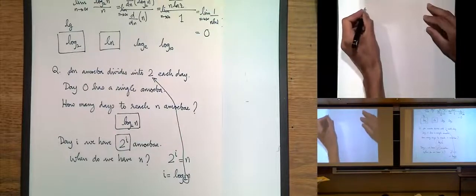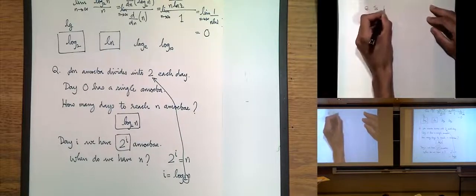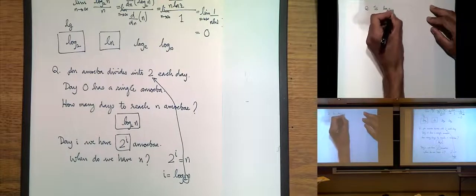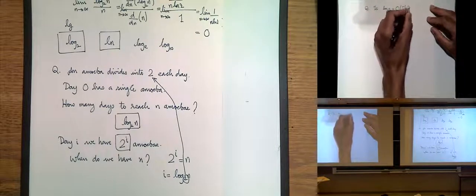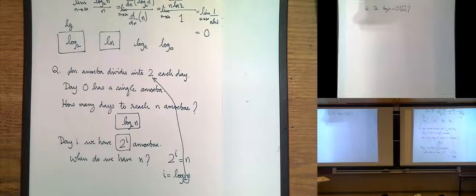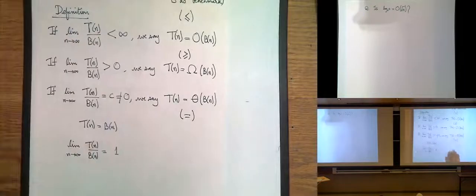Speaking of which, I have another question now. Is log base 2 of n O of square root n? Need I say this again? Compute the limit and use L'Hopital's rule. There, it's there.